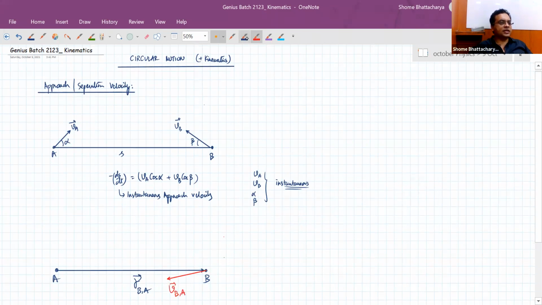I'm just assuming it's something like this, because in the above diagram I've calculated the relative velocity by estimating that if this is VB and this is VA, assuming there are two vectors like this, then in this vector diagram this would be VB minus VA. So this would be the relative velocity of B with respect to A.